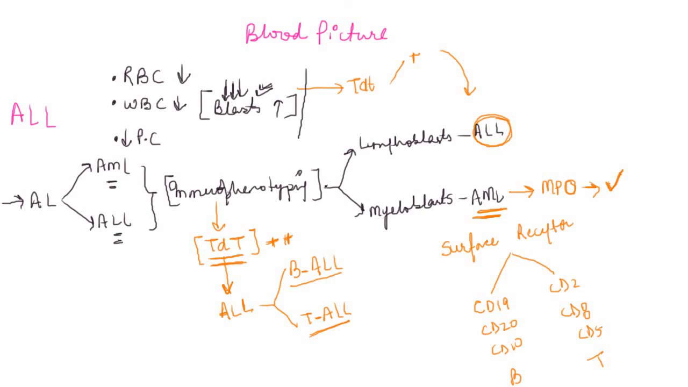So if via immunophenotyping for the cell surface receptors we find that the cells are CD20 positive, CD19 positive and CD10 positive, then it means that it is a case of B-ALL. While if they are positive for CD2 or CD8 or CD5, then it is a case of T-ALL. So this is the basic working of how we differentiate between ALL and AML, and between B-ALL and T-ALL. I hope you like this video.